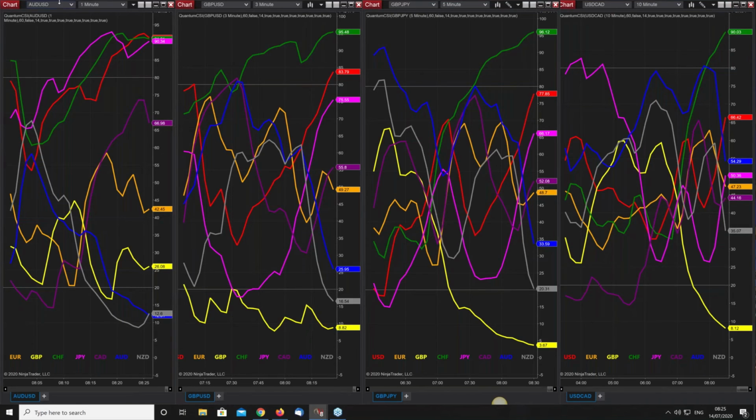And that's what we're seeing right now. This is 1, 3, 5, and 10. This is where we are. We've got heavy selling of the pound, very strongly oversold. This is on the faster time frames, and the Swiss franc equally.